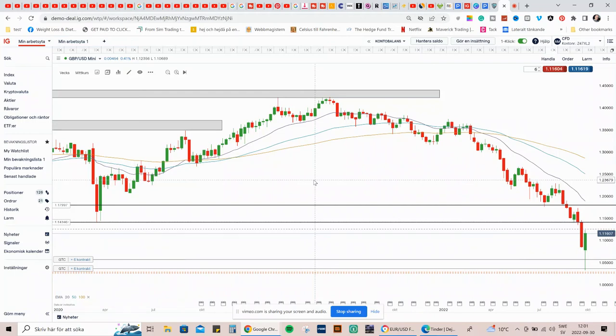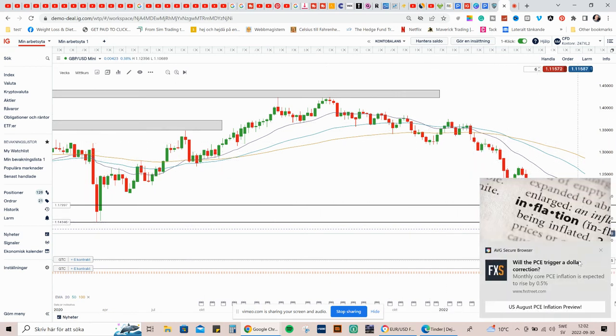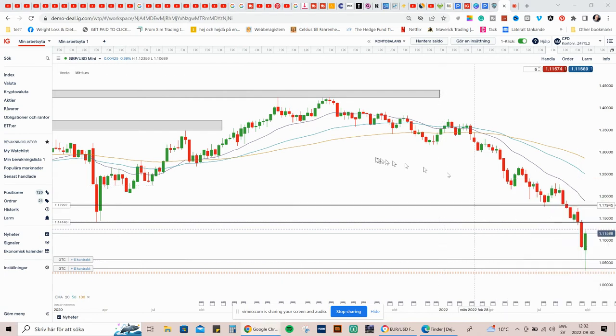Pound dollar technical analysis today, September 30th, and this is the weekly chart. We can see that for over a year or so, there has been a massive downtrend. Each of these candlestick bars represents 1 week.